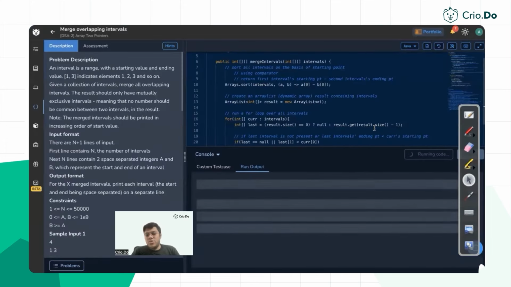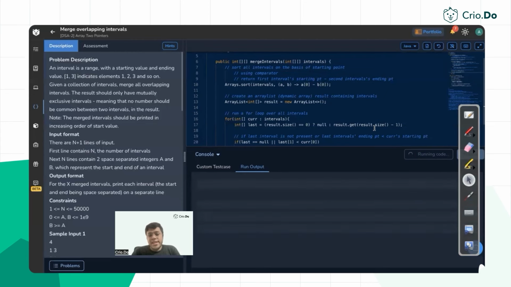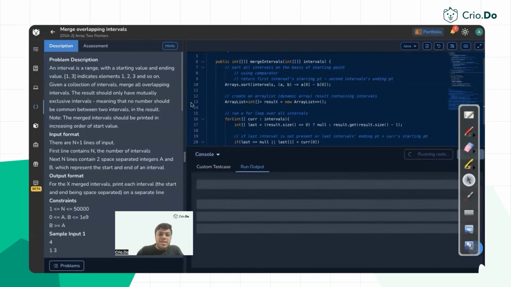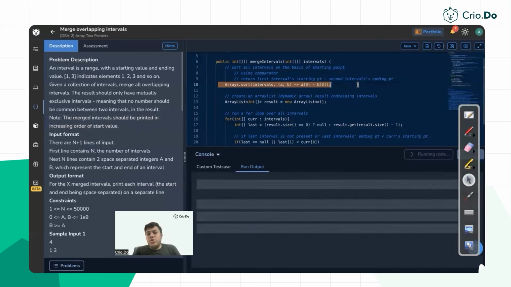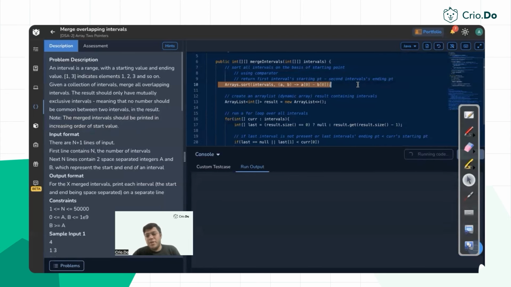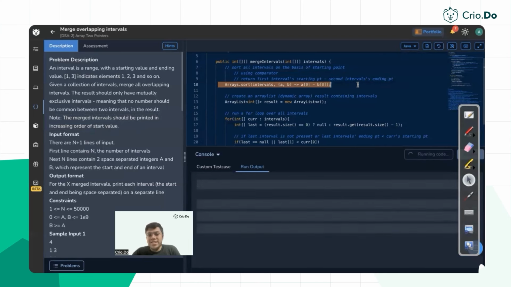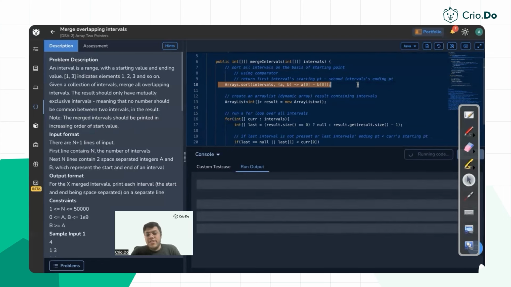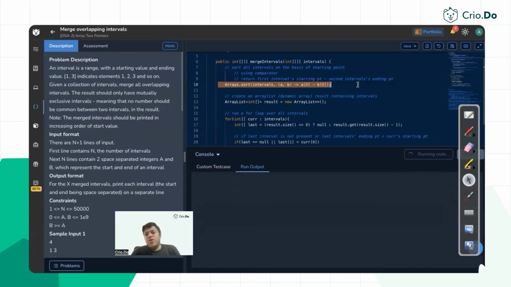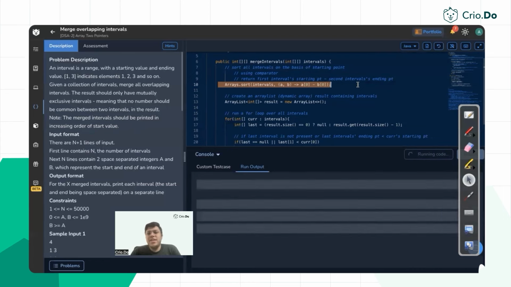So if I run this code, hopefully it should give me all the intervals in sorted order in merged form. Because in the question it was mentioned, we have to print them in increasing order of starting value. That is why we have done the sorting. And also, in order to apply the logic, sorting is required. Because if we have not sorted the starting points, we can't just say that we should compare the current interval with the last interval. The last interval will be adjacent only if it is sorted.